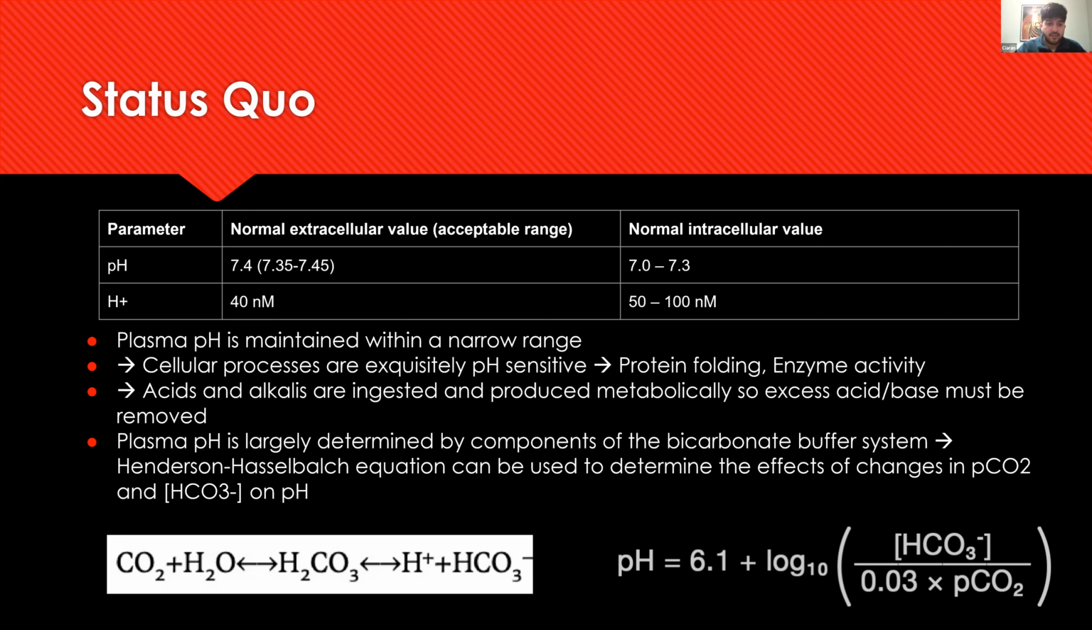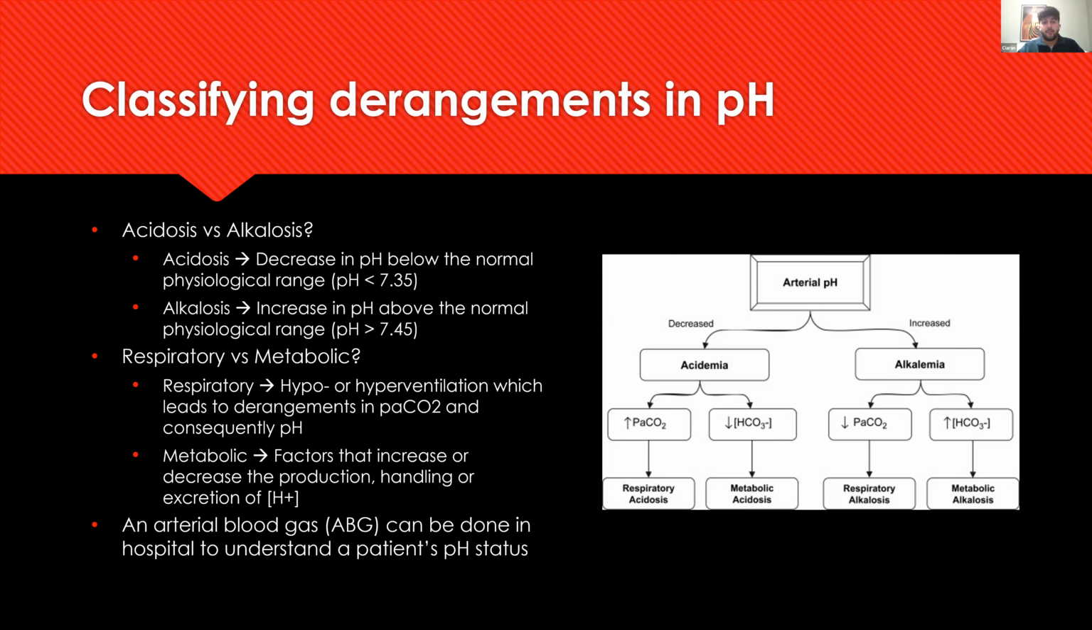Now, in terms of how the body can be challenged in terms of derangements of pH, we like to think in a systematic manner. So we have our baseline arterial pH, which, as we mentioned, normally sits around 7.4 in the range 7.35 to 7.45. And the first thing we want to look at is whether someone is undergoing an acidosis or an alkalosis. So in acidosis, we would see a decrease below the normal range, whereas alkalosis is an increase in the pH above the normal physiological range.